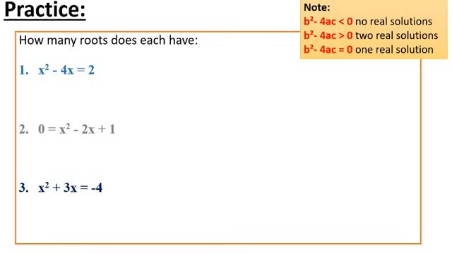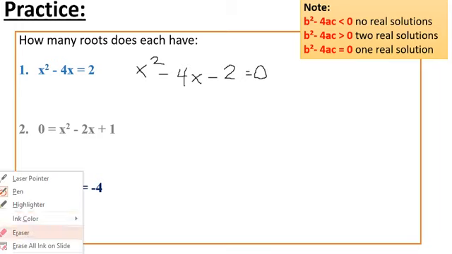All right, so let's go ahead and look at some examples. How many roots does each have? We're going to use that discriminant to determine this. So x squared minus 4x equals 2. Well, right away, I notice this is not in standard form. Standard form equals 0. So I'm going to subtract 2 from both sides and write this as x squared minus 4x minus 2 equals 0.